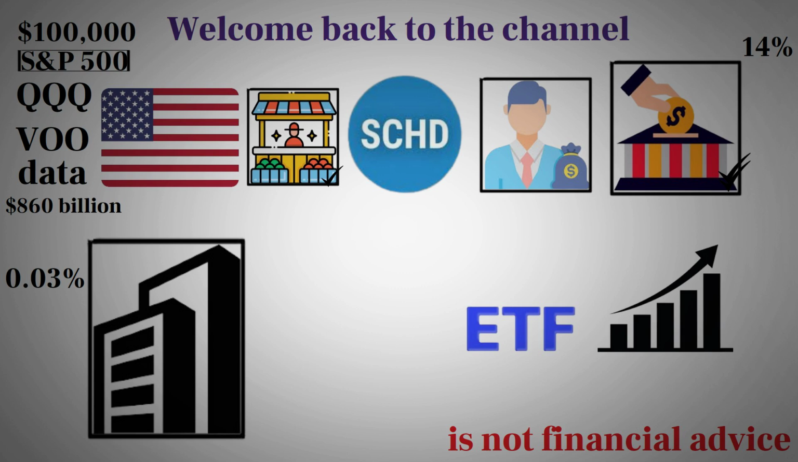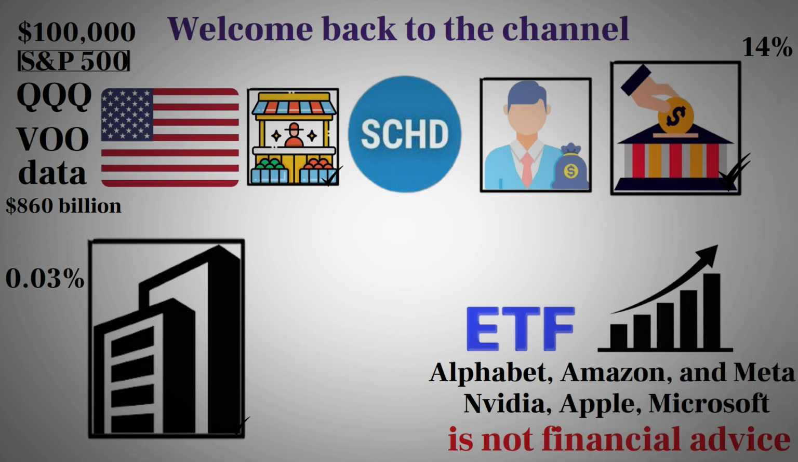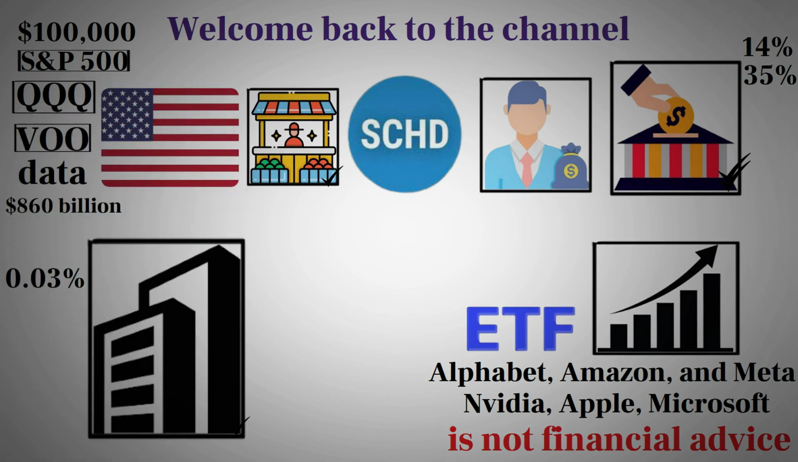In terms of holdings, VOO includes some of the most influential companies in the global economy. Among its top positions are major technology leaders such as Nvidia, Apple, Microsoft, Alphabet, Amazon, and Meta. Because the S&P 500 has become increasingly technology-driven over the past decade, the technology sector now represents roughly 35% of the ETF's total allocation. This makes VOO broadly diversified across industries, yet still meaningfully exposed to innovation and growth through its largest holdings.